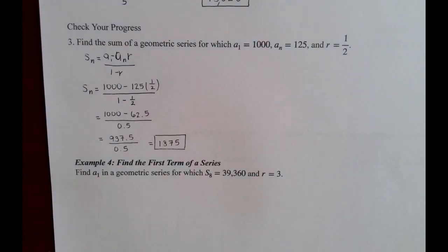You should have gotten 1,875. If you got that right, you can move on to the last example. If not, here is your explanation. Again, we're using the formula where all we need is the first term, another term, and the ratio. And that's the formula here.